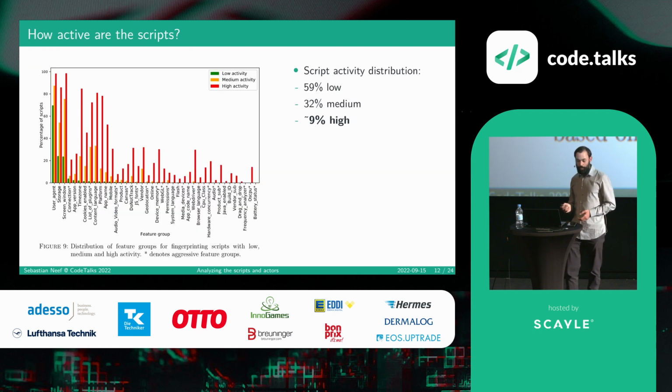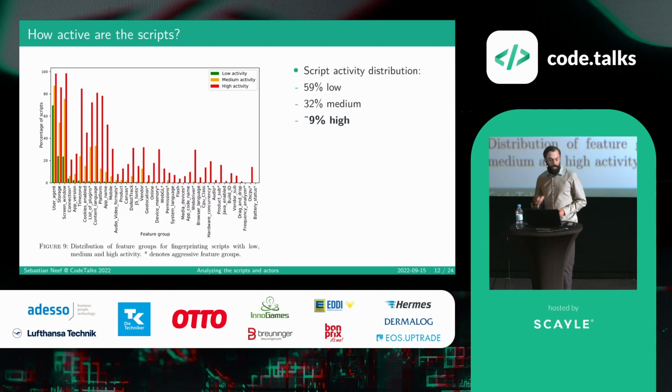So that's what we did in the next step. We looked at how active these scripts are. We will look at those 9% high activity scripts on the next slide. So for now, let's have a look at how all the accesses distribute. You can see the low activity scripts are those with the green bars. They access the user agent, maybe storage, maybe screen window, and then it slowly fades away. So, benign scripts likely. We can use the user agent or screen window to do some layouting maybe.